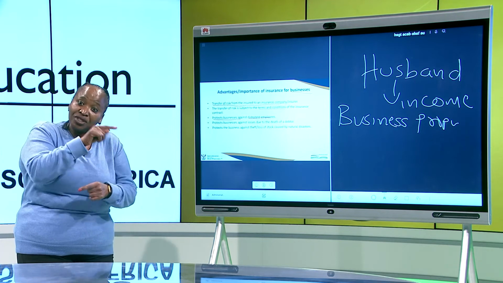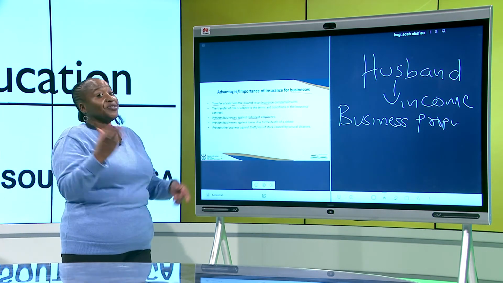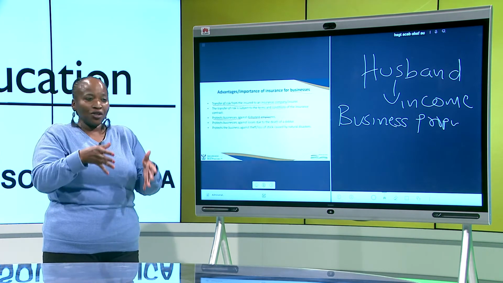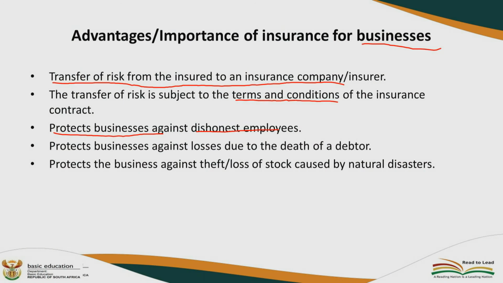Note, Leonard, this does not encourage you to steal or shoplift, because the business insured the stock. So this is not allowed and not encouraged, in fact. Insurance protects the business against losses due to the death of a debtor. Who's a debtor? A debtor is a person that owes the business money. You take out a loan, which means that loan must be insured, so that when a debtor dies, the insurance can pay the business.